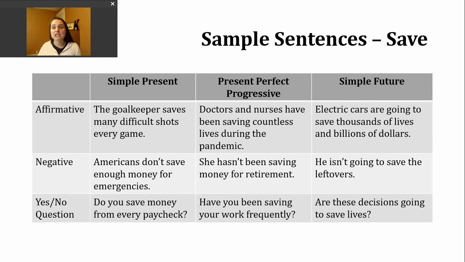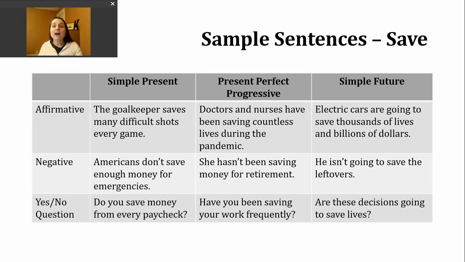Now let's continue practicing our verb save, and we'll do it in a few different verb tenses. Today we'll practice the simple present, the present perfect progressive, and the simple future using be going to. Let's start with the simple present. We use this verb tense to talk about habits and routines, actions that sort of repeat on a regular cycle or regular interval. We also use it for facts.